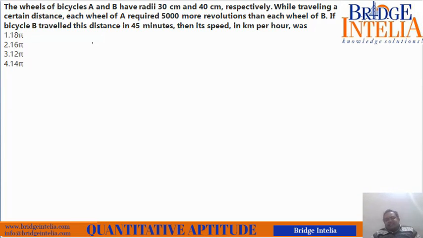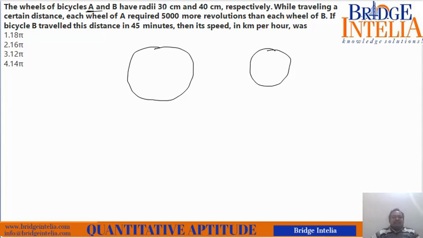Now let's understand the essence of this question. So you have two wheels of different size, two wheels A and B. So in fact, A is the smaller one. So this is A. Its radius is 30 centimeter and the radius of this one is 40 centimeter. What is being said?